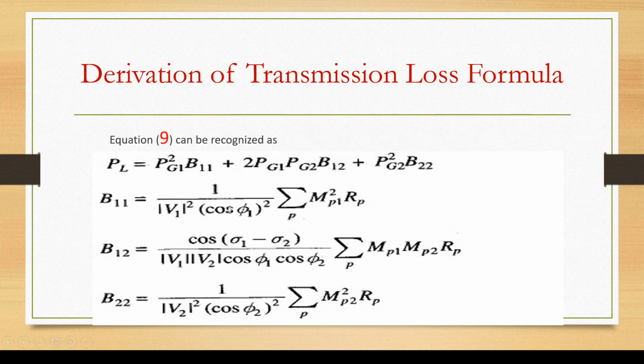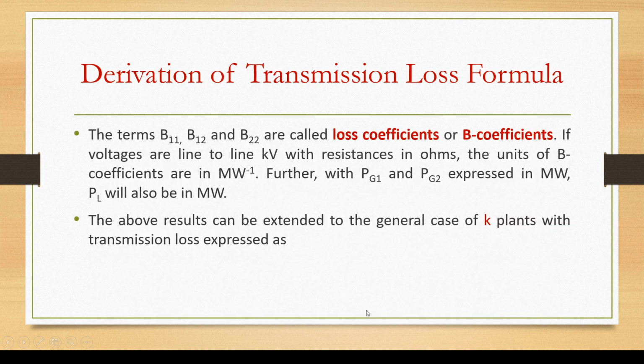What are those terms? B11 is 1 by mod V1 square cos phi 1 square summation P MP1 square Rp, and B12 is cos sigma 1 minus sigma 2 by mod V1 V2 cos phi 1 cos phi 2 summation P MP1 MP2 Rp, and B22 is 1 by mod V2 square cos phi 2 square summation P MP2 square Rp. So these terms B11, B12 and B22 are called loss coefficients or B coefficients.